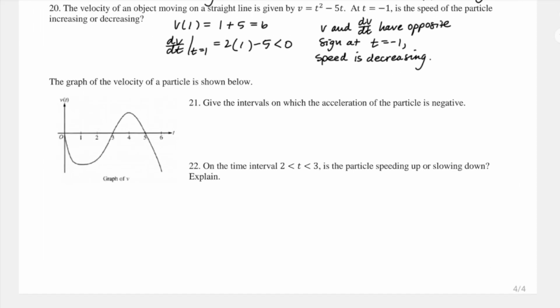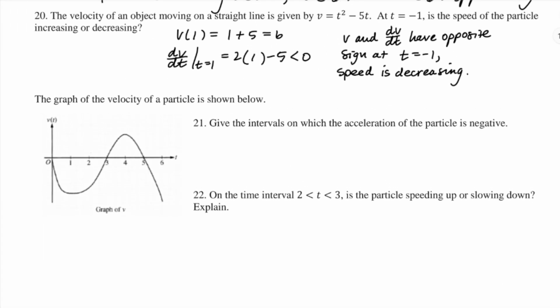Now we've got the graph of a velocity, and I want the intervals on which the acceleration is positive. Well, the acceleration is going to be the slope of the tangent to the velocity. I'm going to also just be looking for places where velocity is increasing. So it looks like it must have a horizontal tangent at 1, is what they're trying to show me. Okay. Give the intervals, that would be from 1 to 4. 1 less than t less than 4. The slope of v is positive.